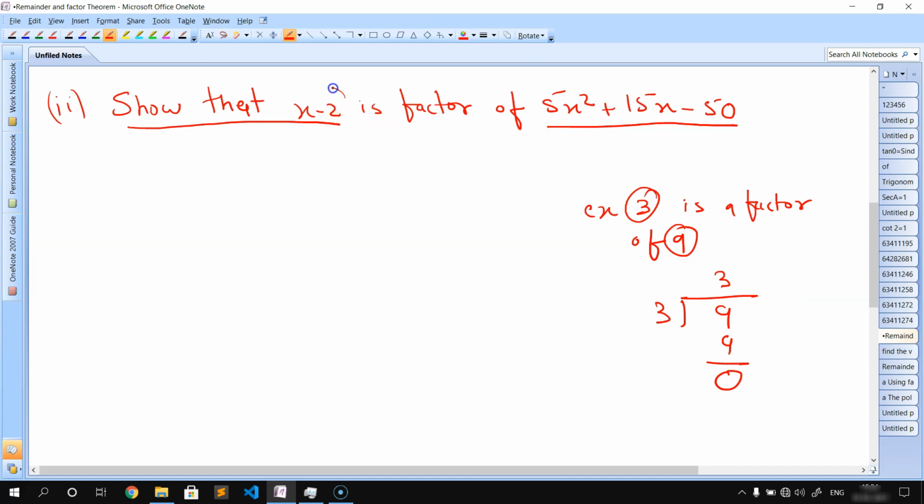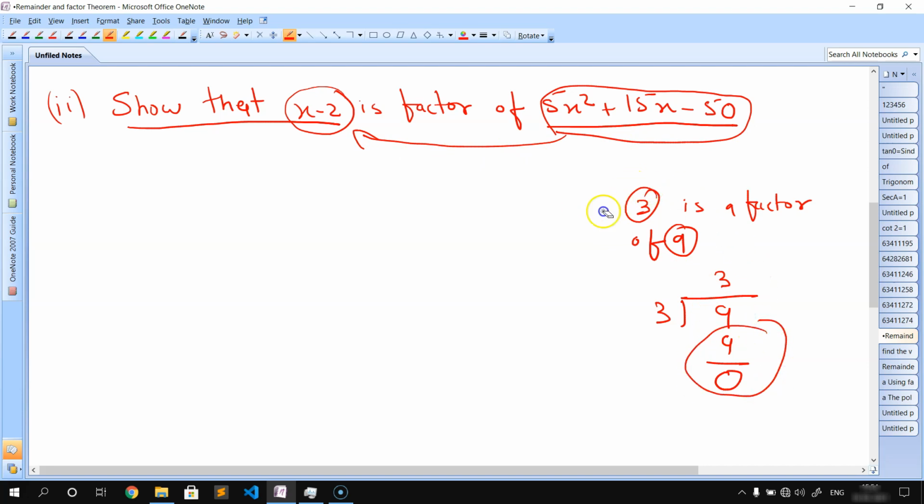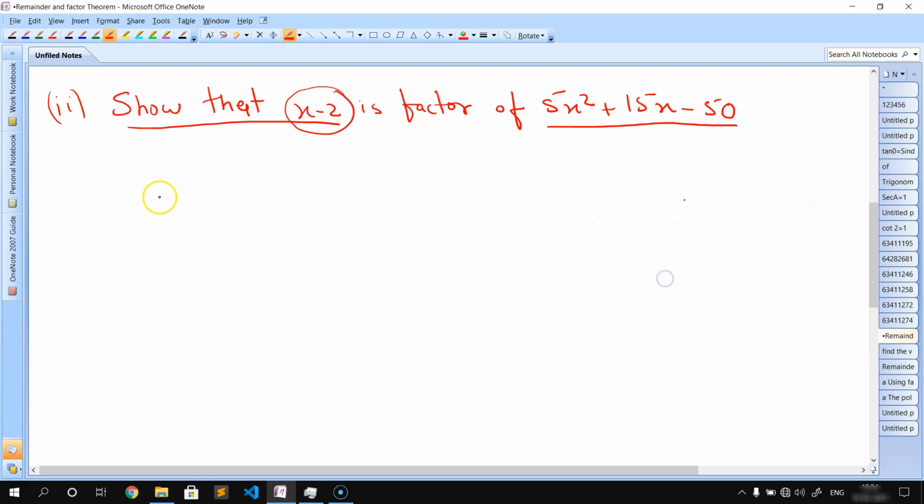So that's what we have to prove in this equation. When we divide this by this, we should get 0 as remainder. So let's solve the question. First of all, we will take the equation as f of x equals to 5x square plus 15x minus 50. Now we will find out the value of x. x minus 2 equals to 0, so x will become plus 2.